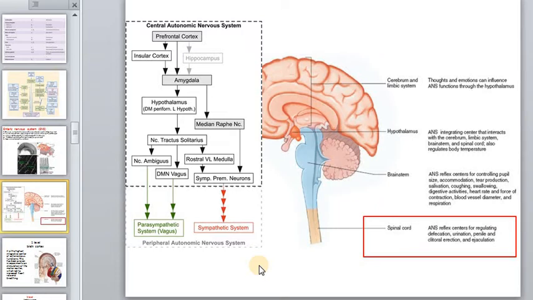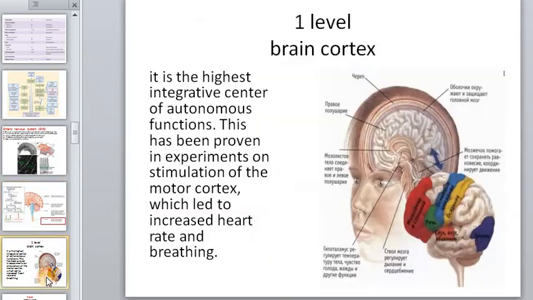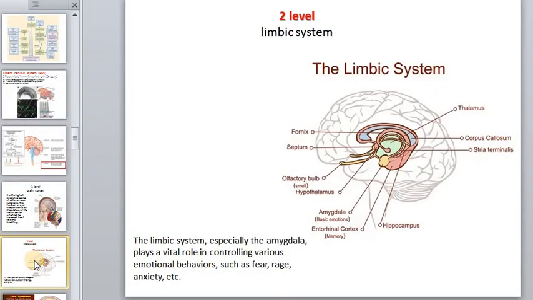behavior. The brain cortex is the highest integrative center of autonomic function too. This has been proven in experiments on stimulation of the motor cortex, which lead to increased heart rate and breathing, and of course emotions and feelings can cause some changes in the work of internal organs.